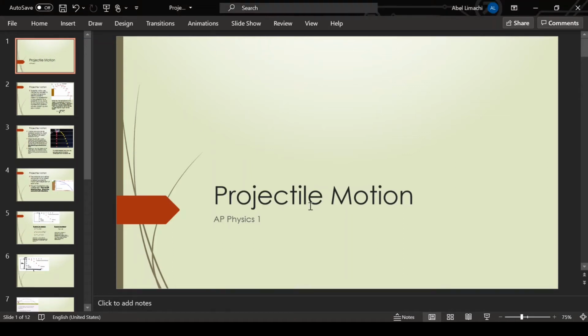So projectile motion. Yeah, this is going to be one of those things that you're going to see all throughout the year. It's going to be included in a bunch of different ways, and you'll understand what I mean later on. But trust me when I say that this is going to be probably one of the most important units that you need to know conceptually and mathematically.